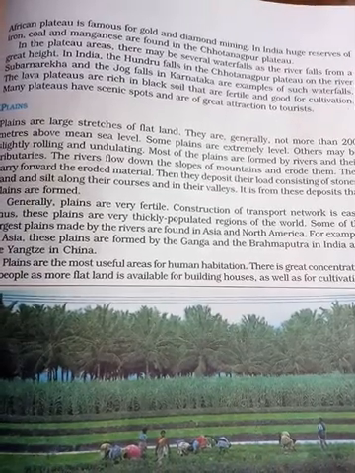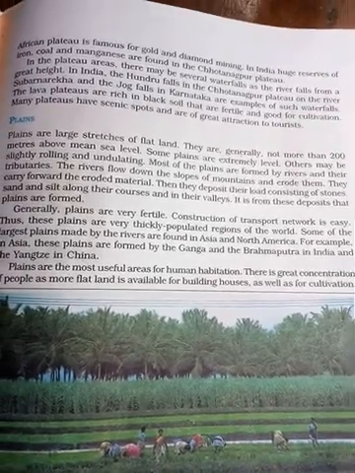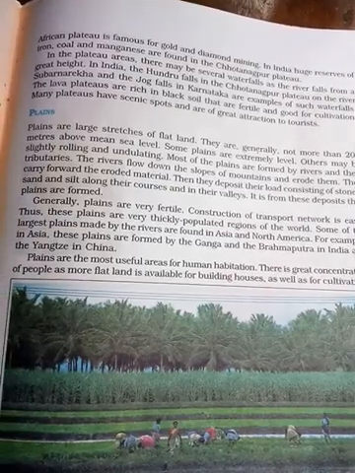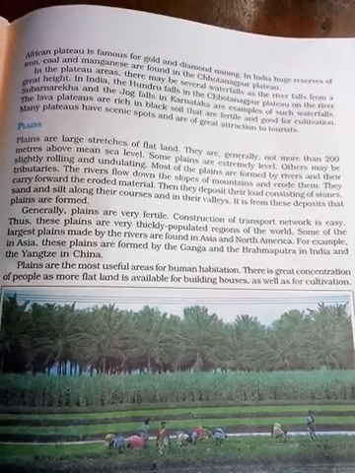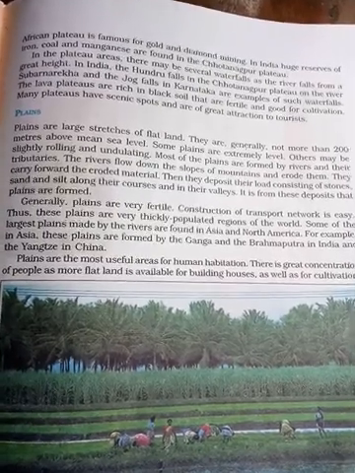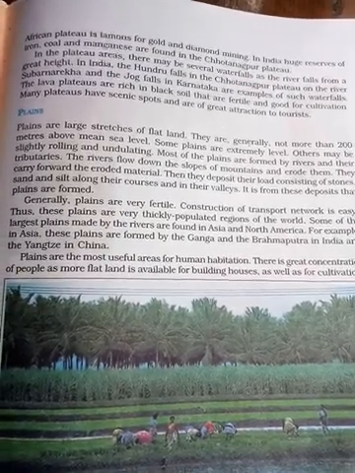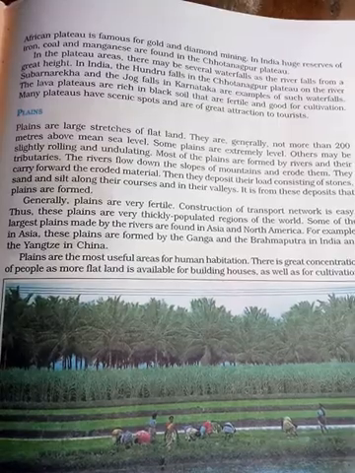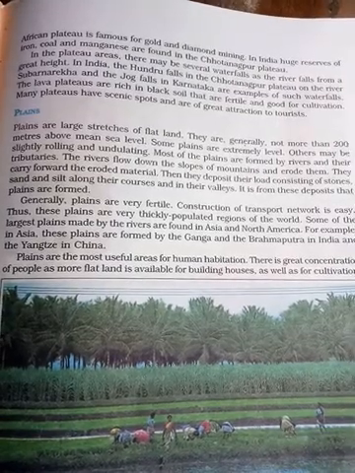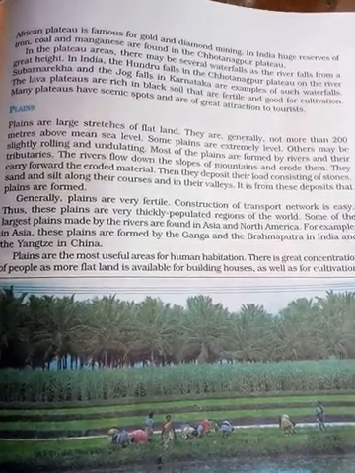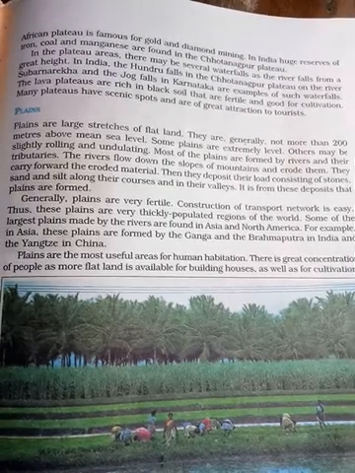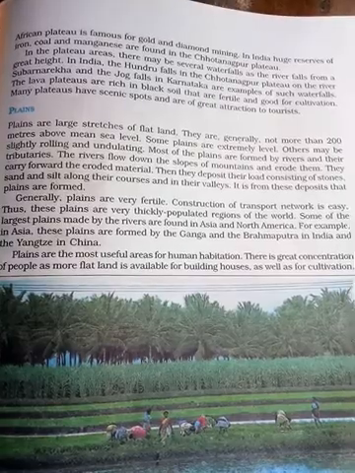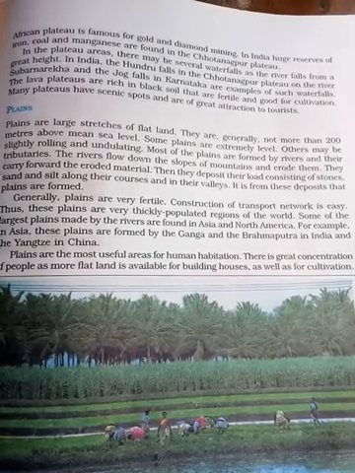Generally plains are very fertile. Construction of a transport network is easy, so construction of roads is very easy, and also construction of houses. So that's why the plain area is a thickly populated region. It is very suitable for cultivation, for building roads, transport networks, or any other purpose.